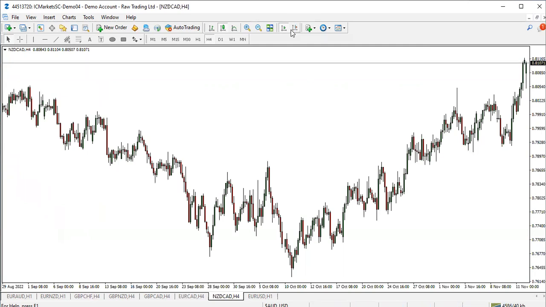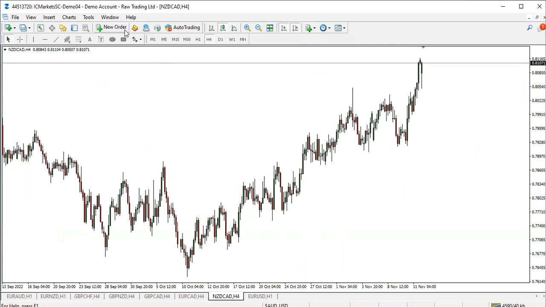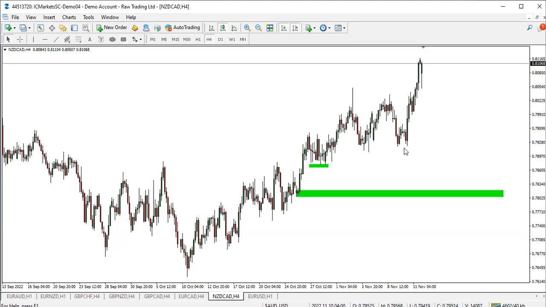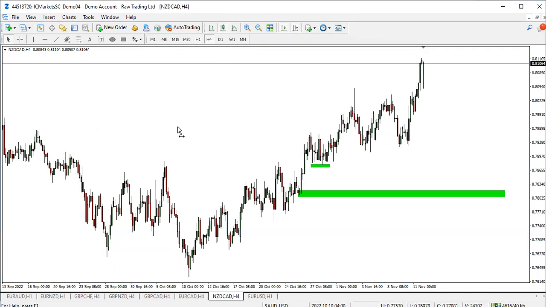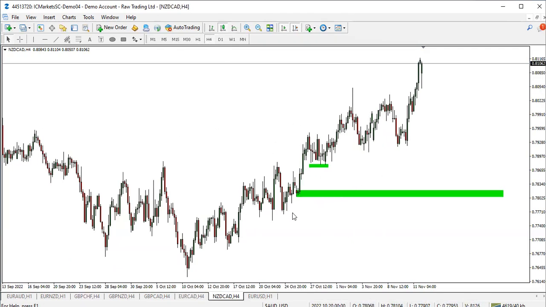NZDCAD. If it comes here on the H4, that will be a very good buy, provided it gives a valid buy pattern. By then it must have taken out all these liquidities lying around here. All these liquidities would have been decimated by then. And let's see H1. It doesn't look very convincing to me. So I will stick with the H4 buy on the NZDCAD, H4.